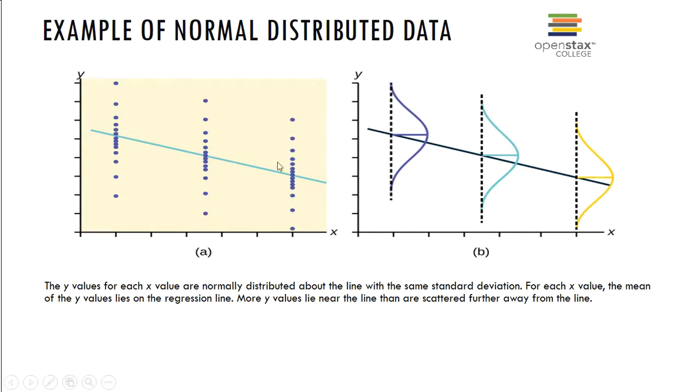So in A, I'm showing that my data is normally distributed because this is one of my values, this is one of my values, and this is one of my values. So the Y values for each X value are normally distributed about the line with the same standard deviation. For each X value, the mean of the Y values lies on the regression line. More Y values lie near the line than are scattered further away from the line.